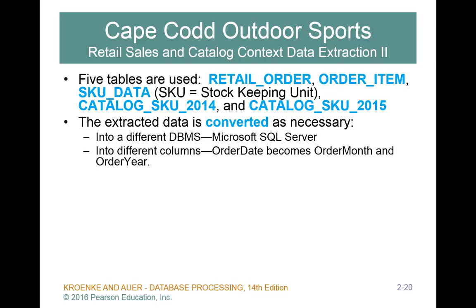The 5 tables that are going to be used in this extracted database are retail order, order items, SKU data, and then catalogs from 2014 and 2015. The extracted data will be converted from, again, an Oracle database into a Microsoft SQL Server database. And then the last conversion process would be, we would convert from the operational database: there's a column called order date, which will now become 2 columns, order month and order year.